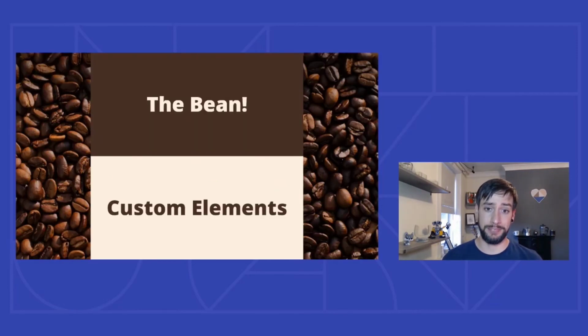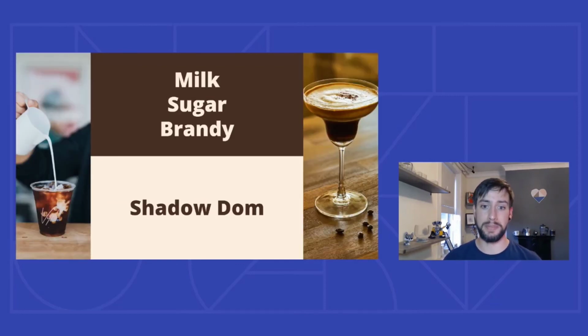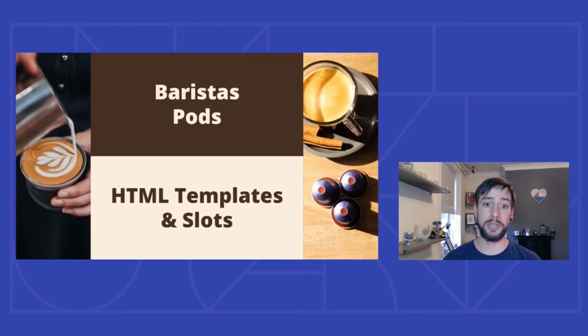We have the bean. Think about the bean. Custom element, humble bean, or tea leaf, for you tea leaf lovers. We have the shadow DOM, which is our milk, sugar, brandy. You know, it gives it a little bit of style. And we've got our templates for when we want to keep things consistent.